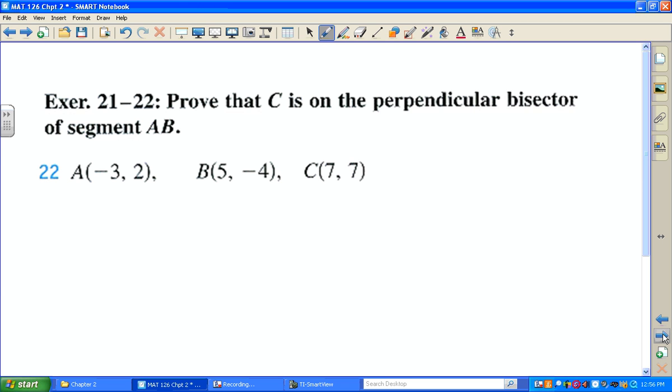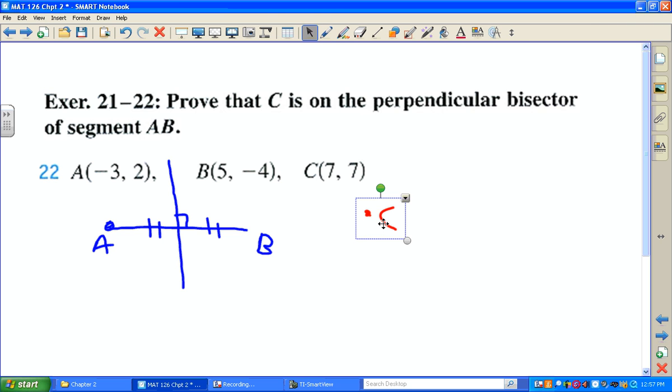Prove that C is on the perpendicular bisector of segment AB. What the heck does that even mean? I know. Well, I don't know. Here's AB. Let's just say AB is right here. The perpendicular bisector means what? Also at a right angle. Does C have to be at that point? No. C is the wild card. It can be anywhere on that segment. It doesn't have to be at the midpoint. It can be anywhere. How the heck do you know if it's anywhere?